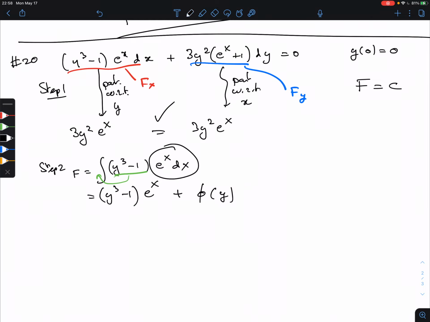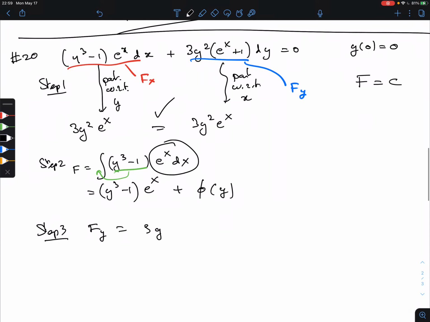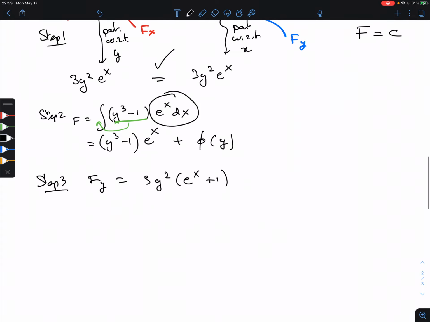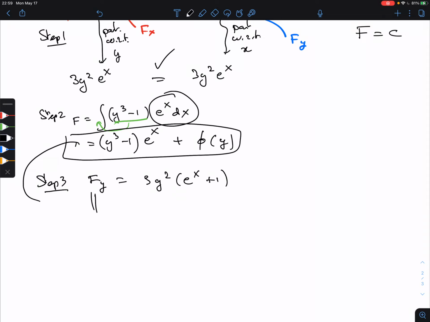Okay, going on, moving forward. I know now that this expression here, if I take f of y, I get the blue guy, which is 3y squared e^x plus 1. Okay. So let's see what we get. If I take the derivative of this one, based on this expression for f, with respect to y, this is the y part that I have to differentiate here: 3y squared e^x, and then plus phi prime.